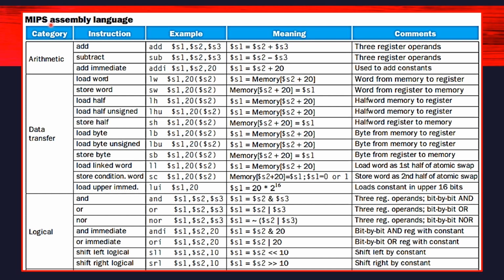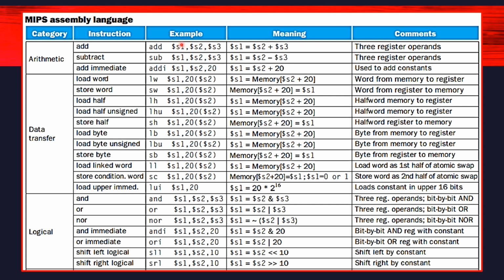Now let's look into some of the MIPS assembly language instructions for the categories arithmetic, data transfer and logical instructions. As we just said, every assembly language instruction will be of the format opcode followed by the operands. Among these operands, the first operand is the destination operand and the rest are the source operands.